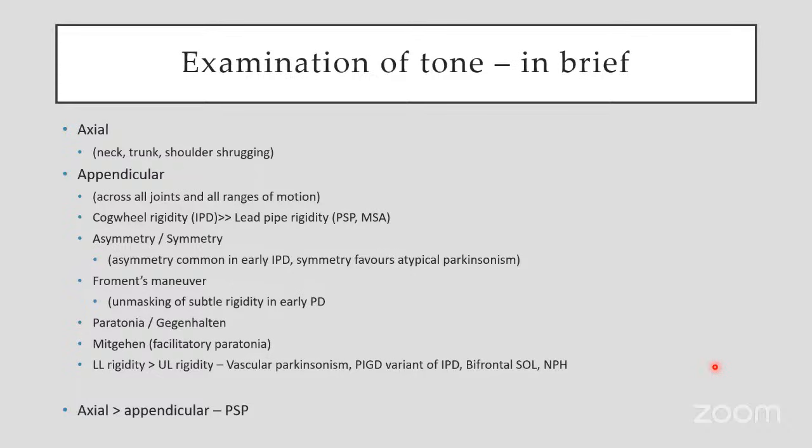When we are checking the right hand or the left hand limb, we'll ask them to move and concentrate on the roof. So it will unmask the subtle rigidity. There can be a paratonia, the Gegenhalten phenomenon. And in other conditions, like vascular Parkinsonism, there will be increased lower limb rigidity compared to the upper limb rigidity. And the axial rigidity is more than the appendicular in PSP patients.